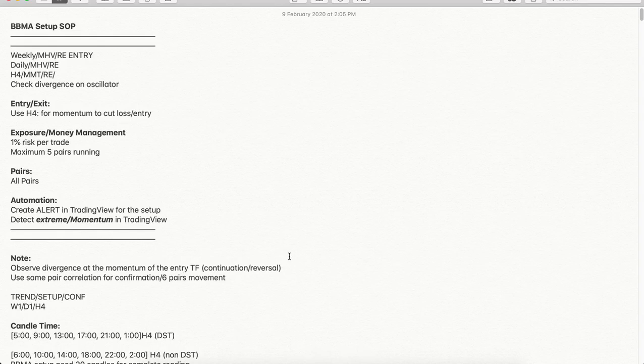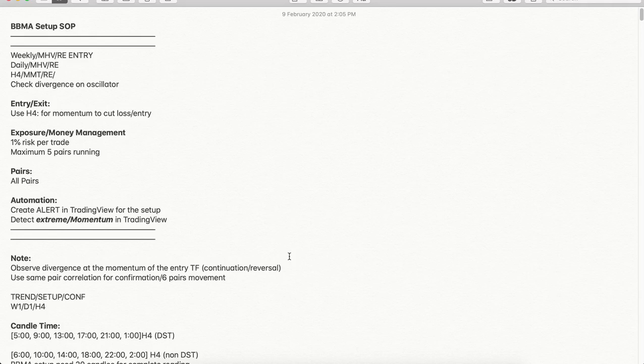As usual, we review our BBMA setup SOP. Our setup is based on weekly re-entry and MHV. On daily, we look for MHV and re-entry, and we use time frame H4 to do the entry after we see the momentum and re-entry. We also use the divergent oscillator to check for price divergence.